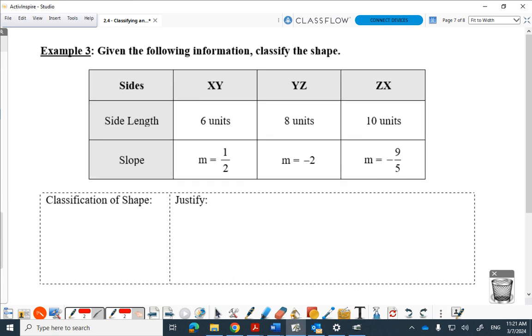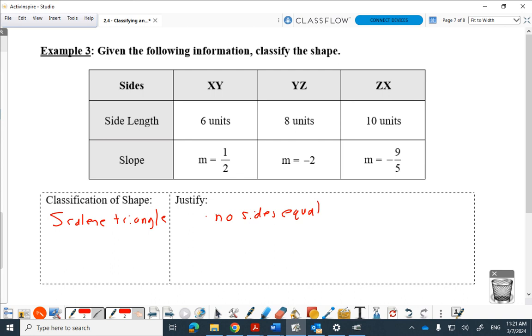Okay, what's this one? Side length 6, side length 8, side length 10. Let's just do that much for now. 6, 8, and 10 are the side lengths. What is this? Scalene triangle. Justification: no sides equal. That's what a scalene is. But we can do a little better. We can decide, is it a right triangle or not?